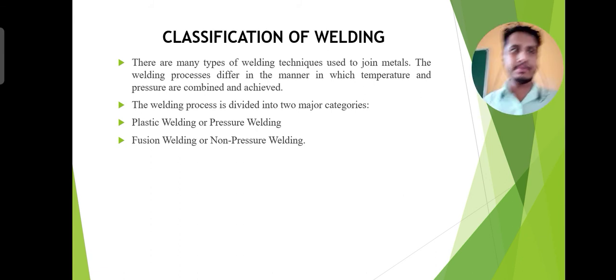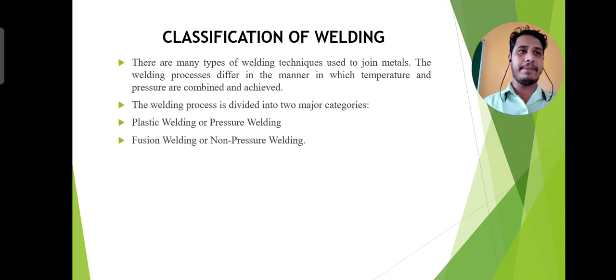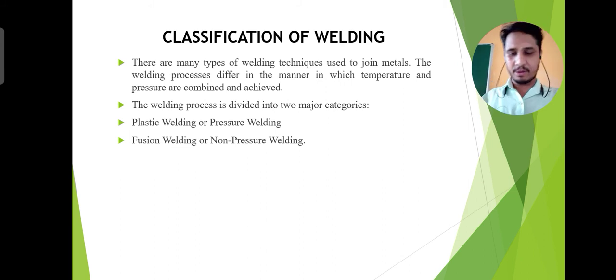And the last one is the radiant energy welding process. Radiant energy welding process means electron beam welding and laser beam welding. These are the advanced types of welding processes.